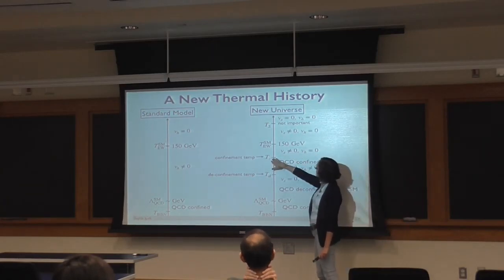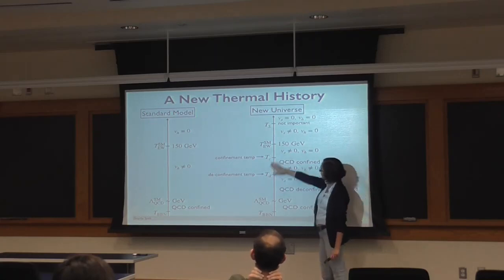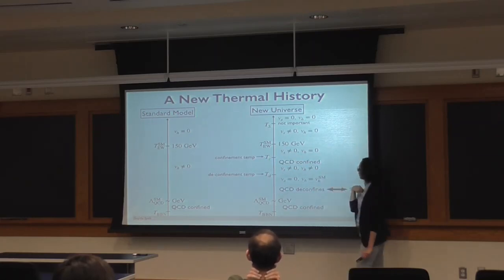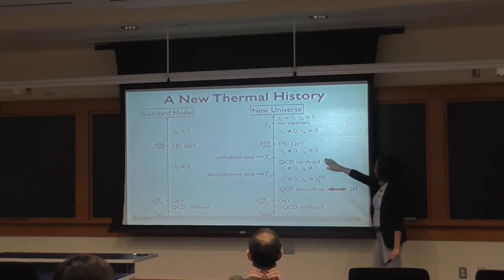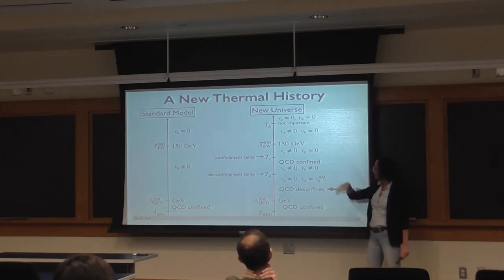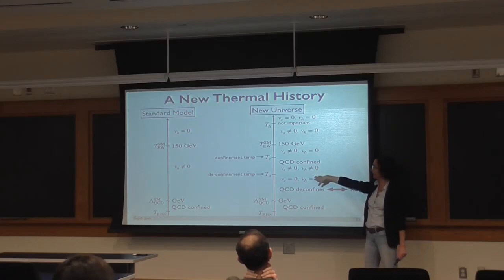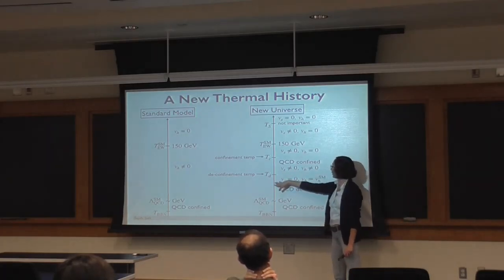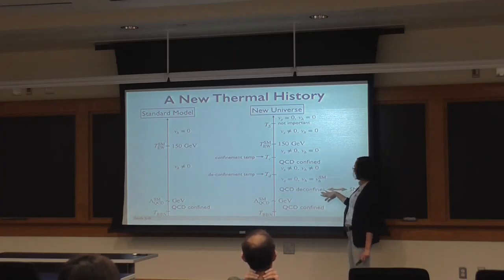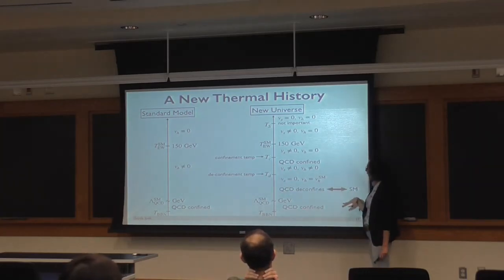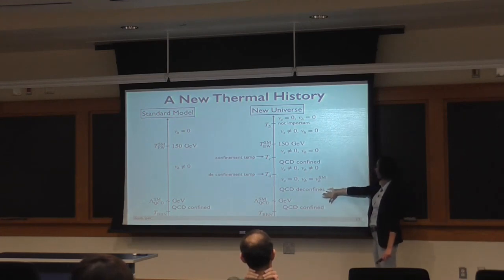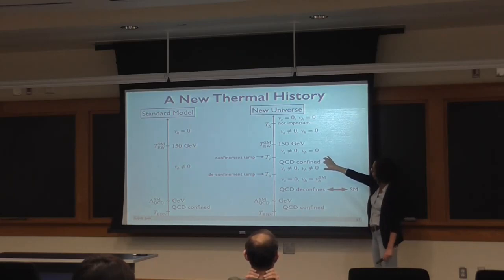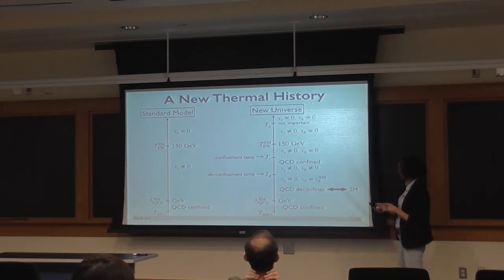At some temperature Tc, QCD will confine, and this Tc is much larger than what you would expect in the standard model. QCD confinement will trigger the Higgs to acquire a value, which then triggers another transition into a deconfined phase, or normal QCD. The field goes to the standard model value, and QCD deconfines again. But this new phase of QCD confinement in the very early universe is a very interesting period.